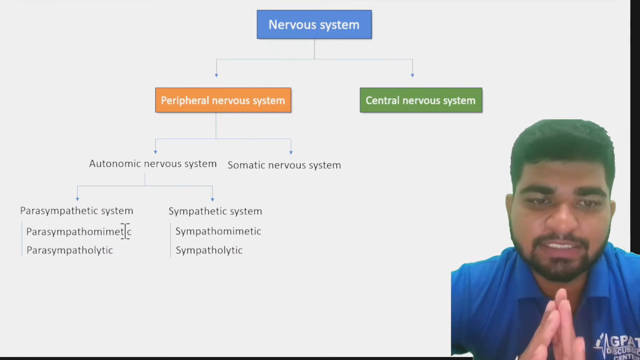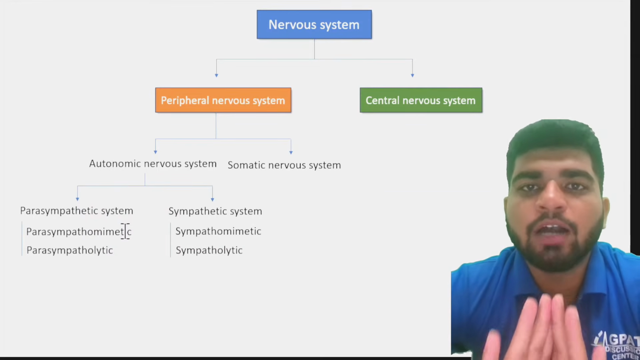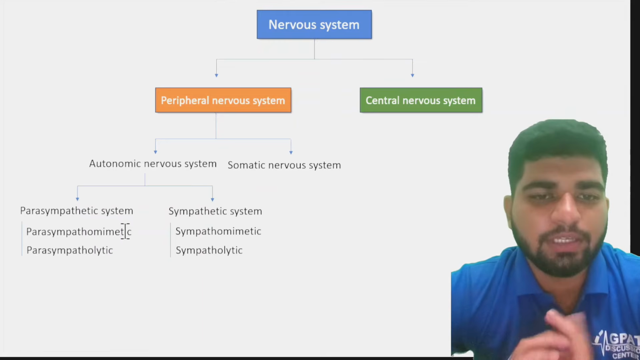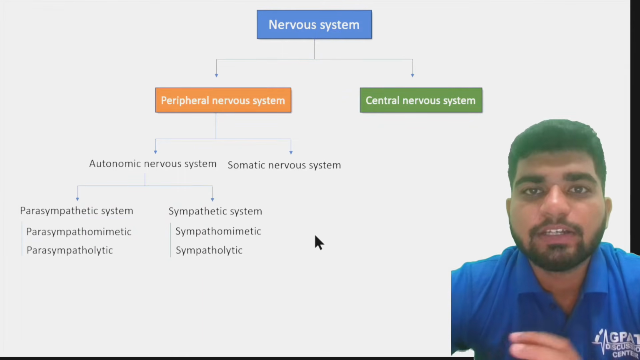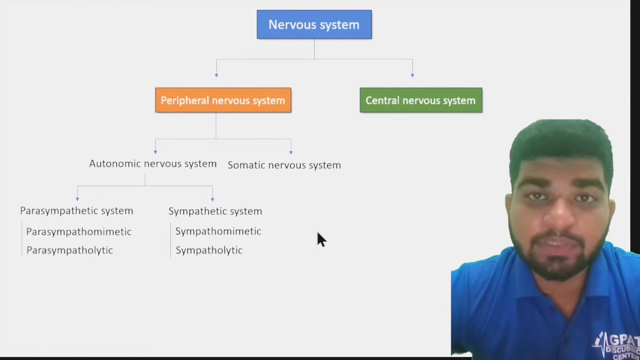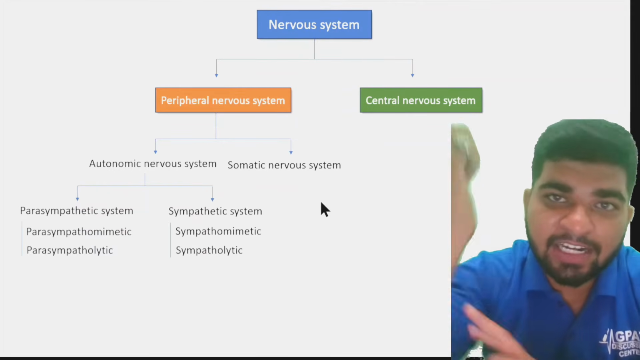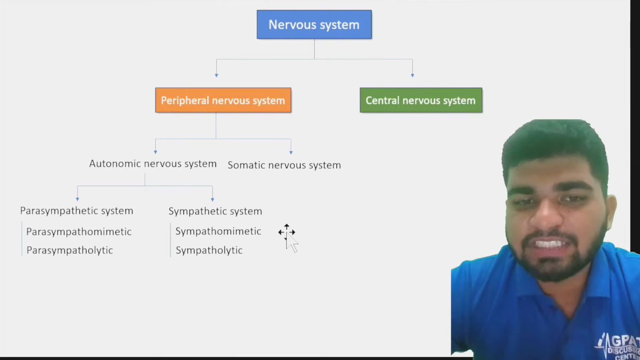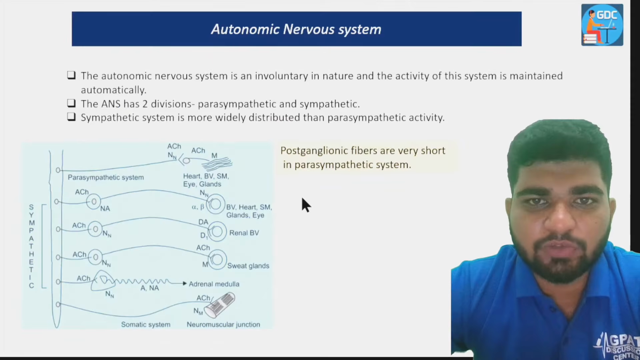In the parasympathetic system, you will just be calm, relaxed, composed. But the sympathetic system is all about fight and flight conditions, emergency conditions. You are running all the time, you are having stress, you are having adrenaline in your veins. These types of things come under the sympathetic system. So let's move on forward.